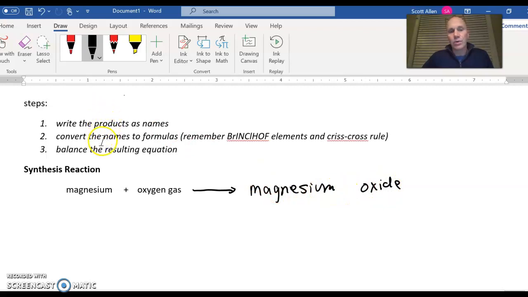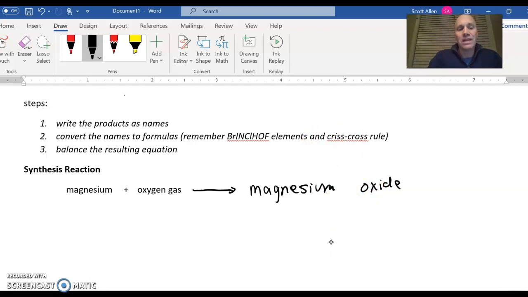The second thing that we're going to do is take all of these names right here and convert them into formulas. A couple things to look out for here: remember the Brinkelhoff elements versus the non-Brinkelhoff elements. The Brinkelhoff elements, if you recall, are all of those elements on the periodic table that, when you have them in their pure form, would exist as a pair of elements. I'll point those out when we get to them. And with the crisscross rule, when you have an ionic compound like this, remember you have to use the crisscross rule to figure out the formula. So, turning these into formulas.